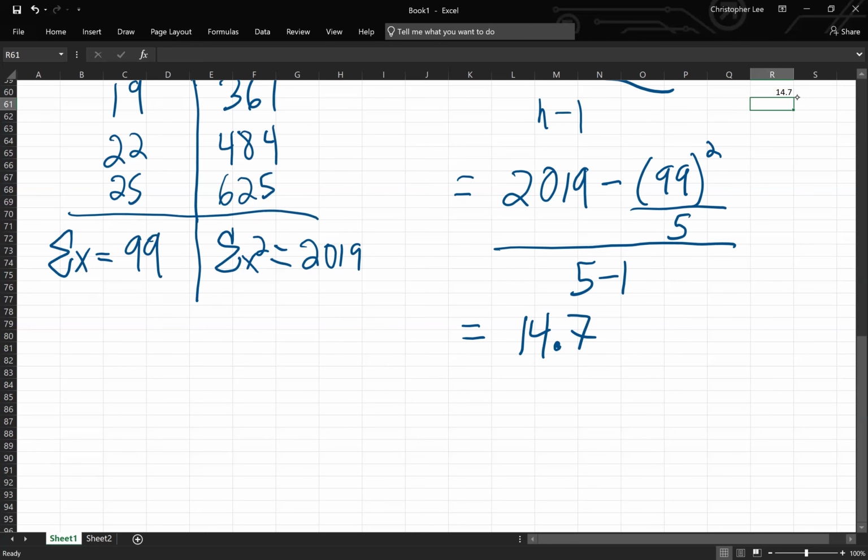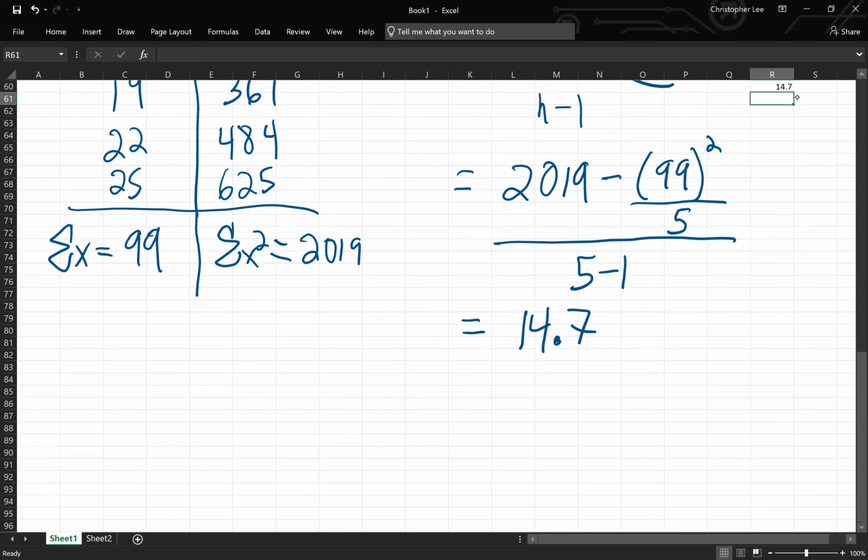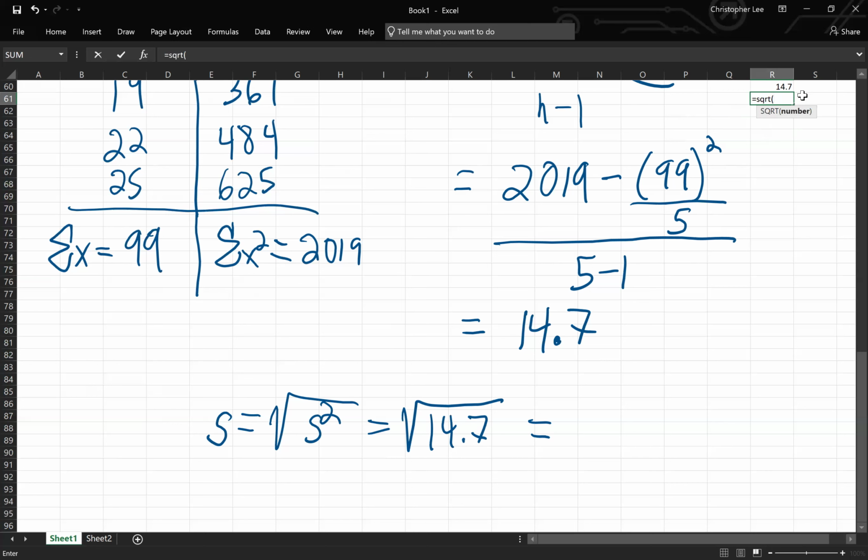Now remember, I didn't ask you for the variance, I asked you for the standard deviation. So the standard deviation is always equal to the square root of the variance. So in our case, this is going to be the square root of 14.7. What's that answer? 3.83. Okay.